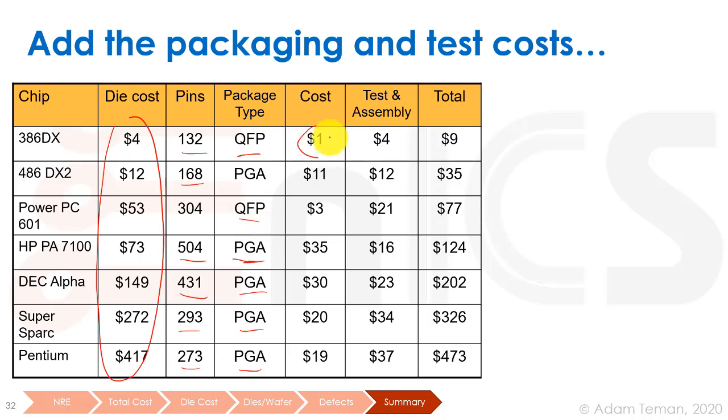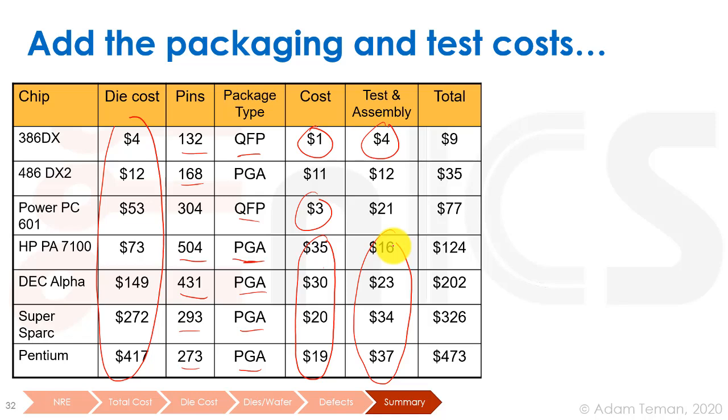And that's why these packages for the 386 and for the PowerPC, they were extra cheap, right? But then again, the packages for these PGA packages for these guys was much higher than that. I mean, we're talking about 35 times the cost of the 386 package, right? Test and assembly also didn't cost that much, only $4 for the 386, whereas these guys, they cost already closer to $20-30 to package them.